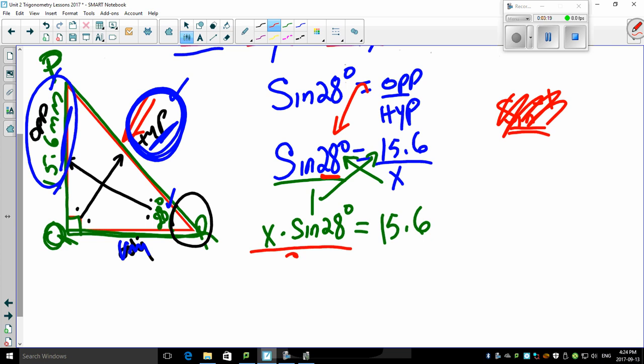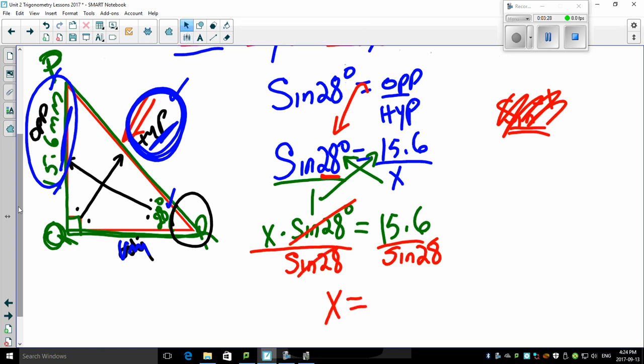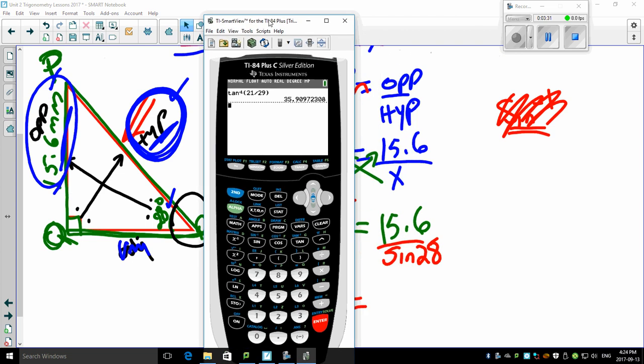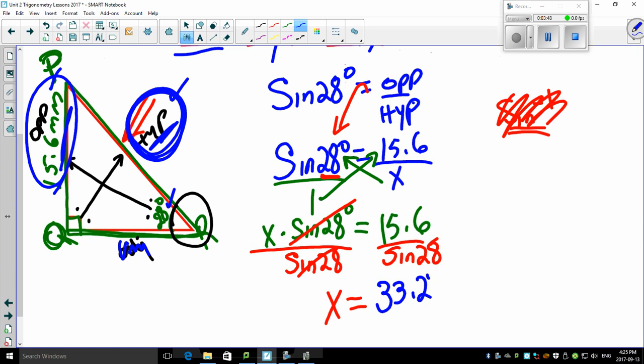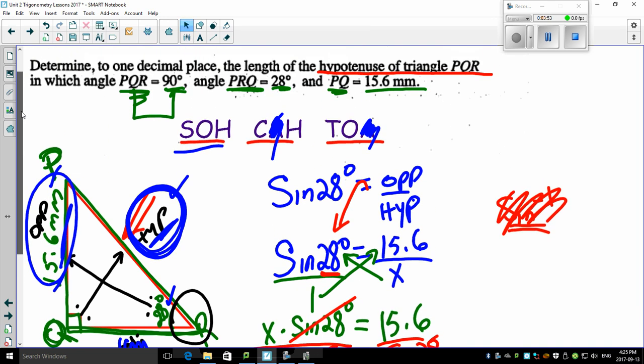So divide this by sine 28 degrees, divide that by sine 28 degrees, and go to town. That cancels, leaving you x equals 15.6 divided by sine 28. Bring up your beautiful calculator. 15.6 divided by the sine of 28 degrees, and you'll get a real pretty number of 33.22. And go back to your question, check out the units, and check out the accuracy.